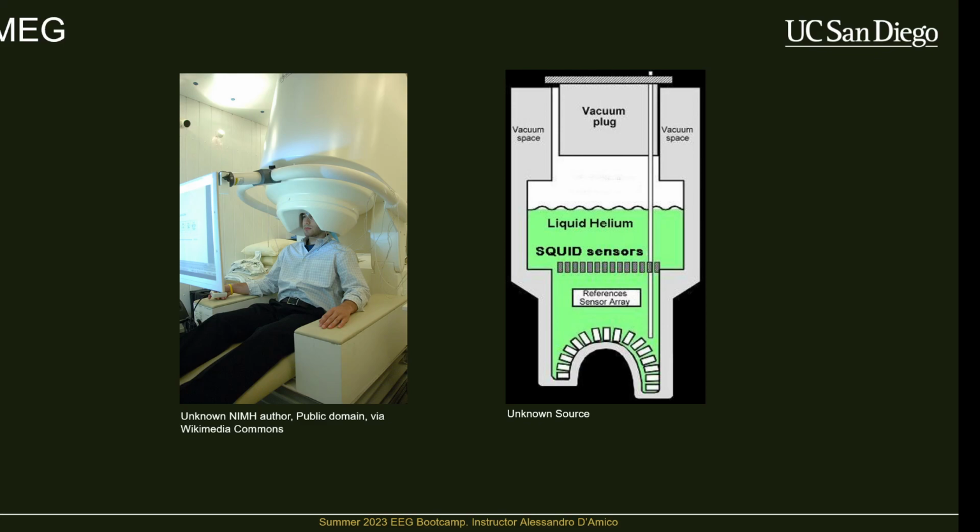So EEG is measuring electrical fields, MEG is measuring the same activity, but the magnetic fields generated from the electrical activity. Again, scales really poorly. You need to be in a magnetically shielded room. You need to be able to have an adequate supply of liquid helium.